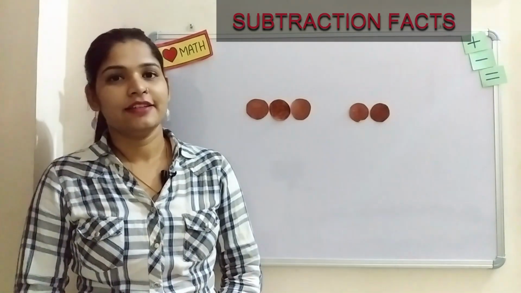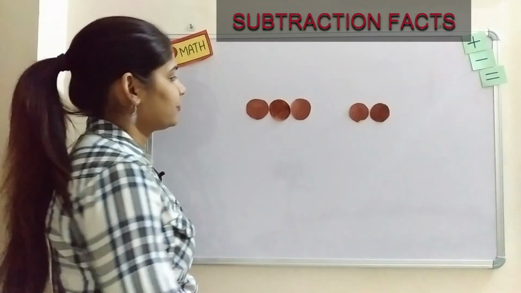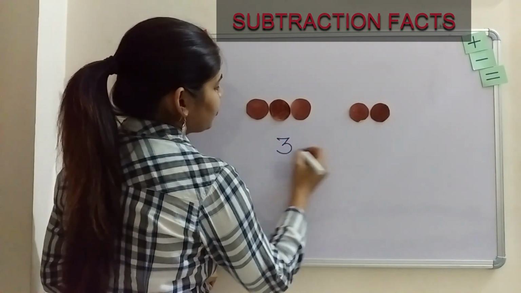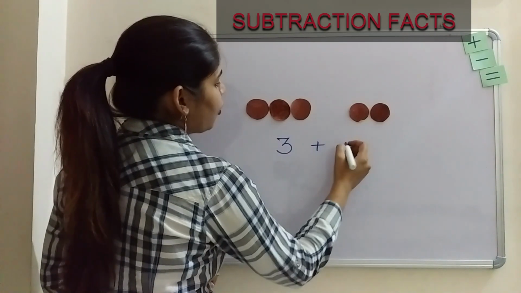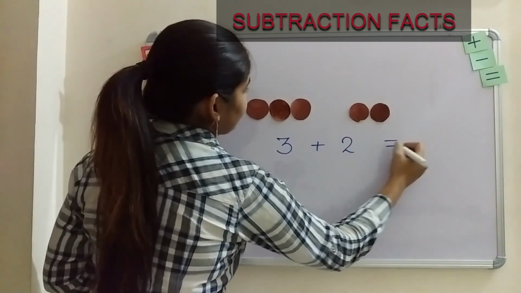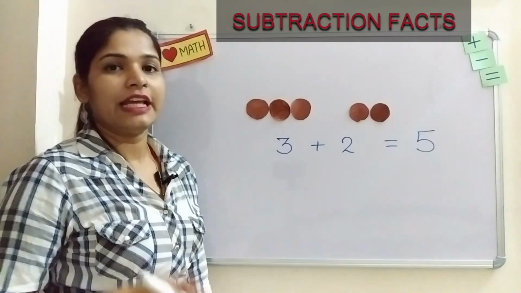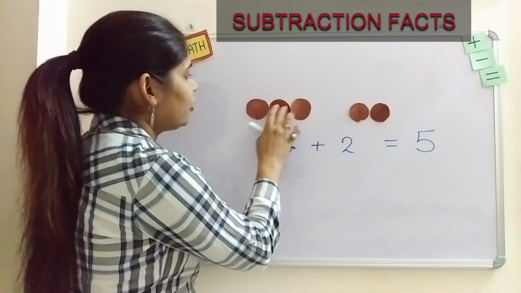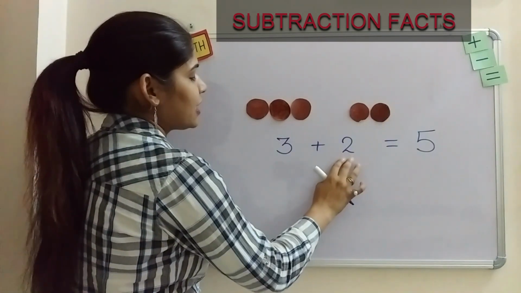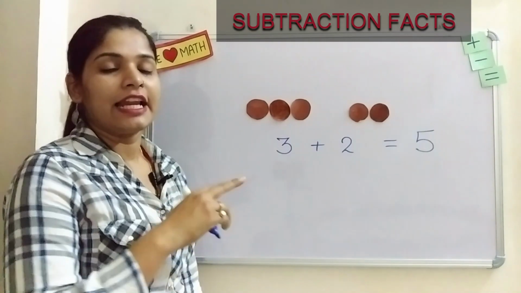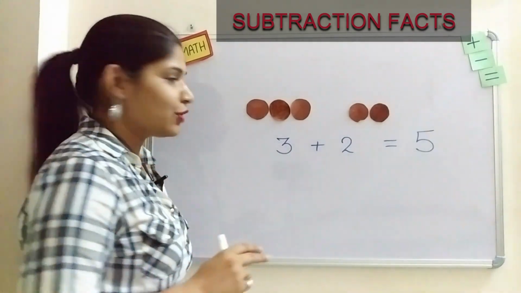So let us see. Here we have three objects. So if we write down 3 and 2 objects, we will get the sum as 5. So this is a simple equation in which we add 3 objects and 2 objects together and we'll get 5. So this is the addition fact, and in this kind of equation we have 3 numbers.